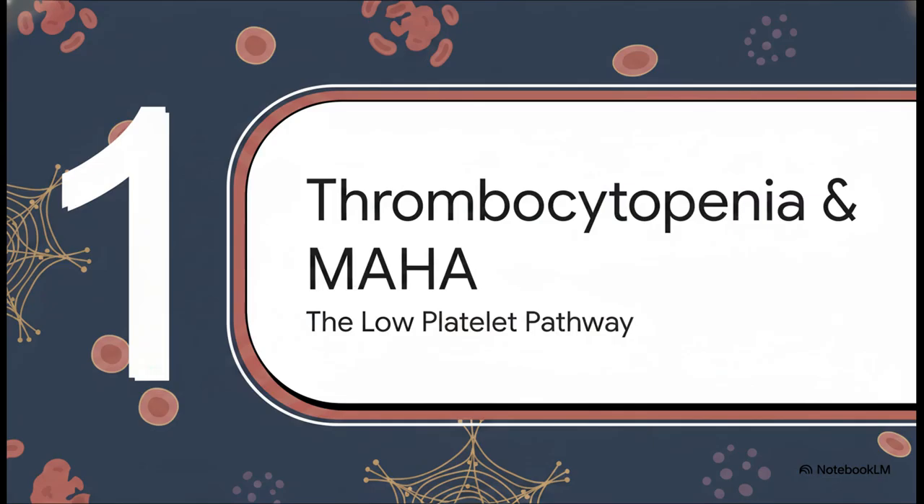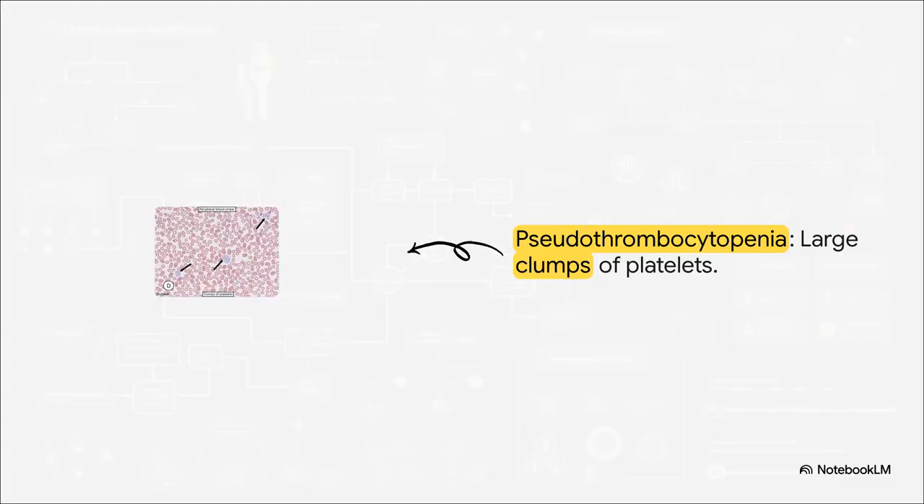All right, Section 1, thrombocytopenia and MAHA, the low platelet pathway. First things first, watch out for diagnostic traps. See those massive purple clusters? That is pseudothrombocytopenia. It's literally an in vitro laboratory error. The patient doesn't actually have low platelets in their body. What happens is antibodies to EDTA, that's the anticoagulant used in the test tube, cause the platelets to clump together, and the machine reads it as a low platelet count. So if your patient has zero bleeding symptoms but isolated low platelets, look for this clumped smear. It'll save you from a totally unnecessary workup.